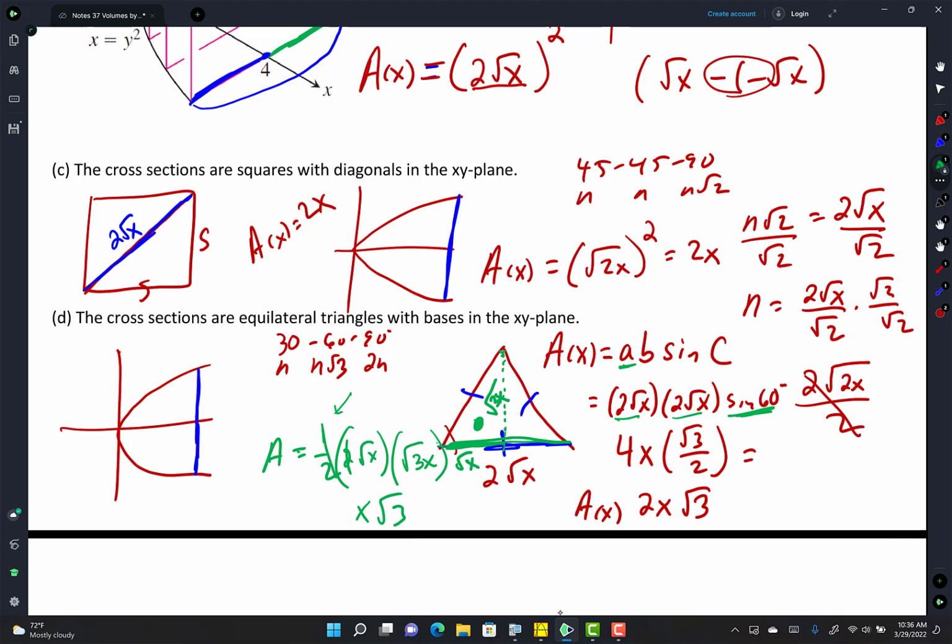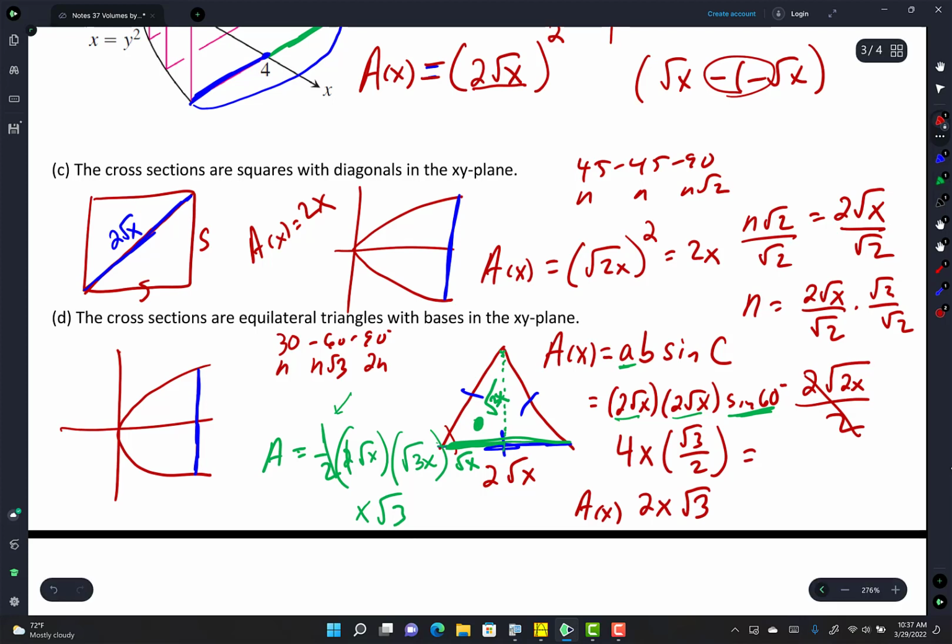Okay, hold on, guys. Why isn't this one working? 2 square root of x times 2 square root of x. Sine 60 is square root of 3 over 2, right? 1/2 base 2 square root of x times height. Square root of x times square root of 3 is square root of 3x. Yeah. Oh, no, it's not.